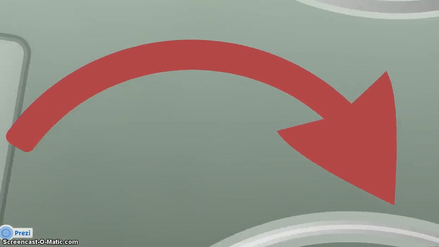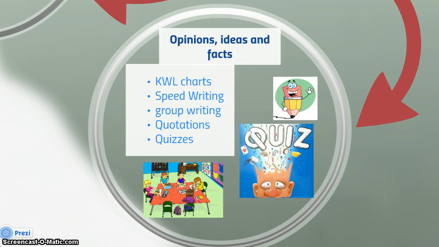Another one is to share opinions, ideas, and facts. The chart of what we know, what we want to know, and then what we learn. After that, it marks like a process before, now, and after the task. What was the outcome? What I learned and how I can use what I learned to produce something. And speed writing, group writing, quotation, quizzes.